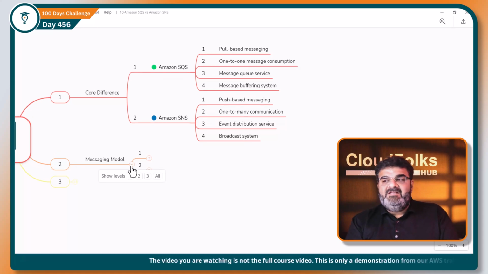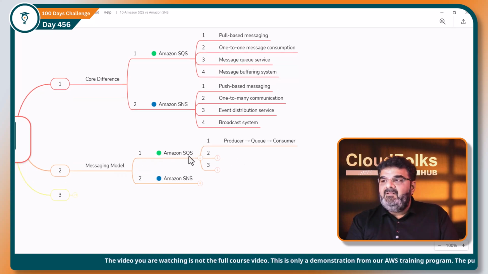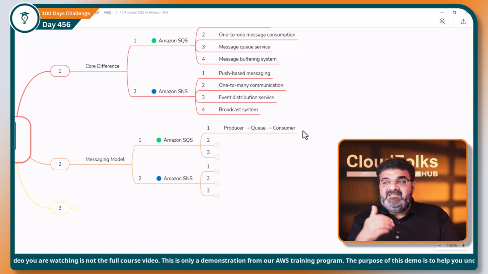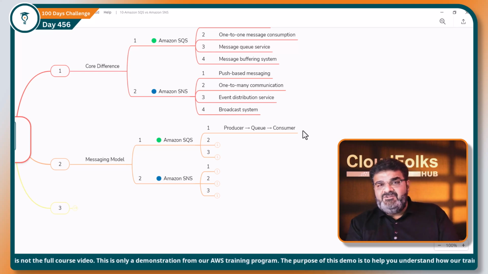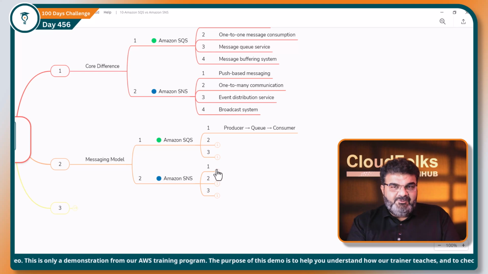Now, let's talk about the messaging model. In Amazon SQS, we have a producer, a queue and a consumer. The producer produces the message, then sends it into the queue. The queue will store this message. Whenever the consumer wants to process the message, it will pull it and then process it.